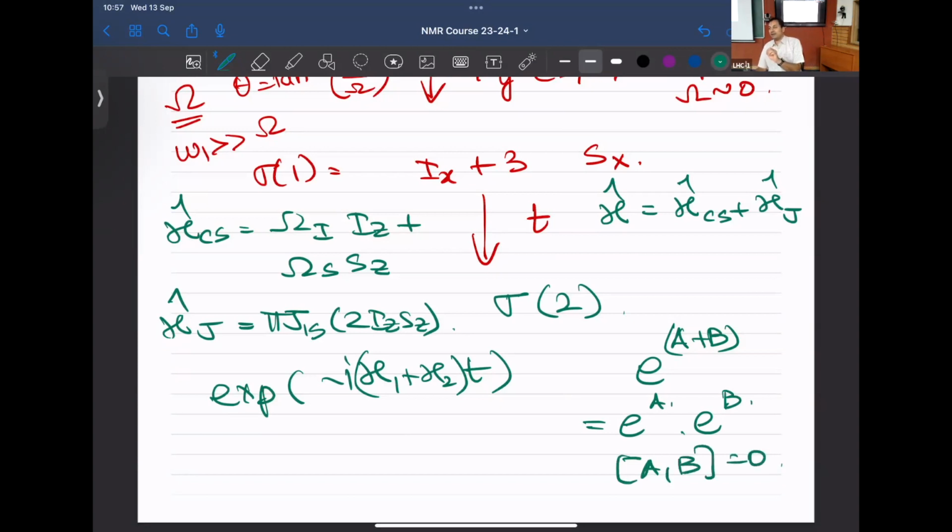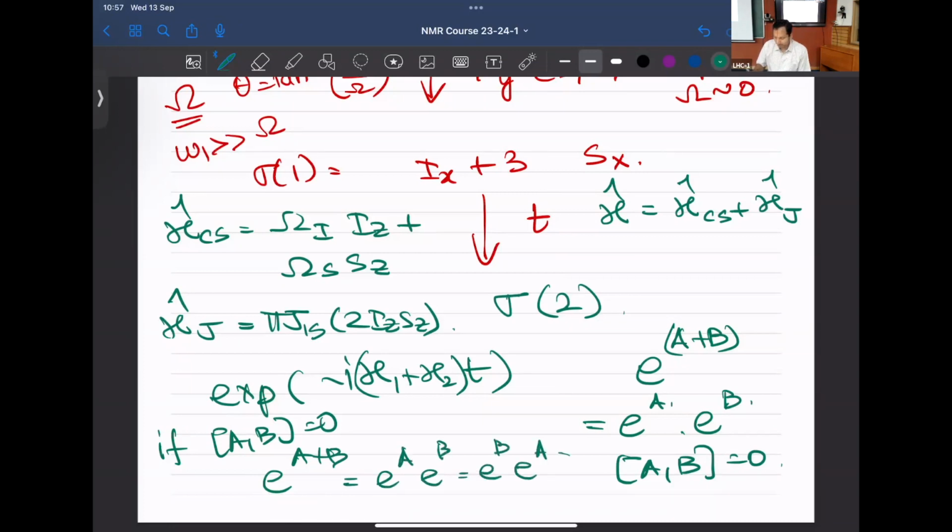The commutator AB indicates whether the order of A and B can be reversed or not when you make a propagator. In the case that A and B commute with each other, first of all, you can write it as e power A times e power B, and you can switch it to e power B times e power A. Meaning that if A comma B is 0, then e power A plus B is equal to e power A times e power B, also equal to e power B times e power A. In this case, do you guys realize that the Hamiltonians commute with each other? So you can either do the chemical shift first, followed by scalar coupling, or scalar coupling followed by chemical shift.